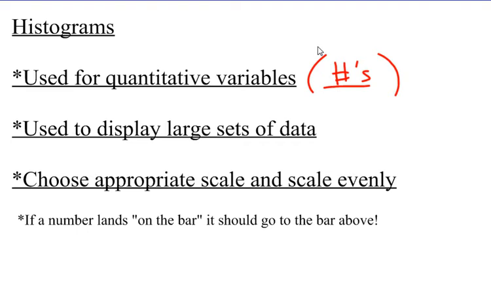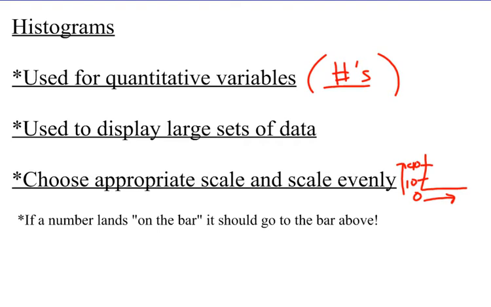And we need to choose the appropriate scale and scale evenly. Meaning, when I do a scale, like if I start at 0, I can't say this is 10 and then this is going to be 40. I can't go by different intervals. My intervals have to be consistent on each axis so that I'm not skewing my data somehow or making an invalid histogram.